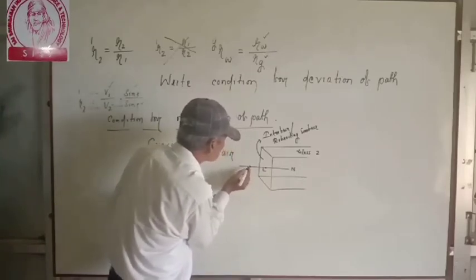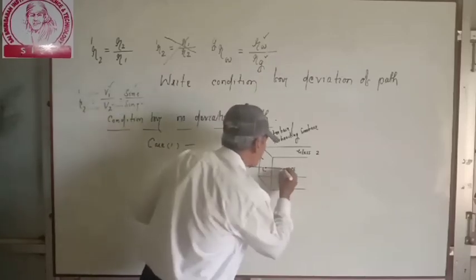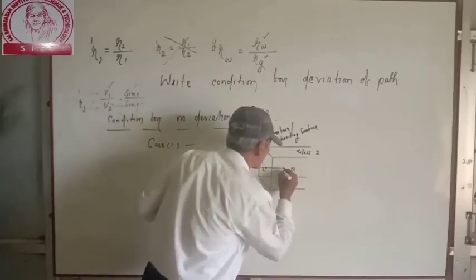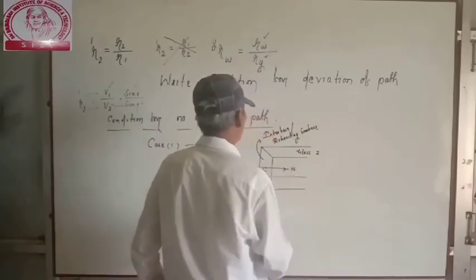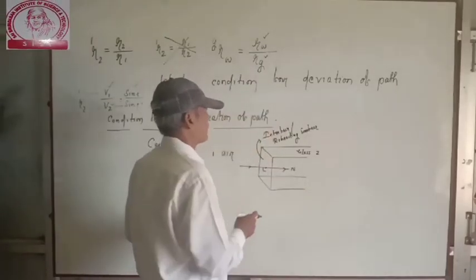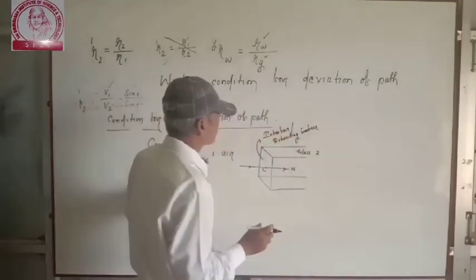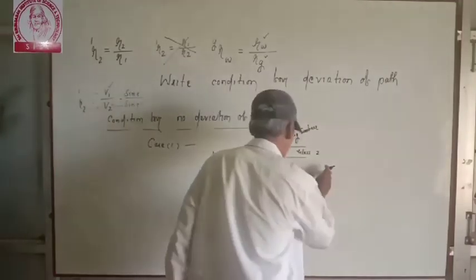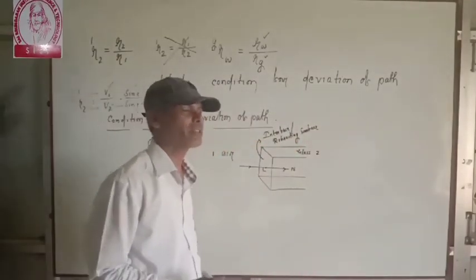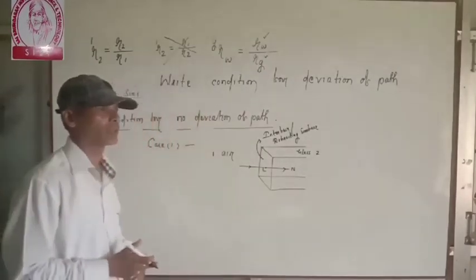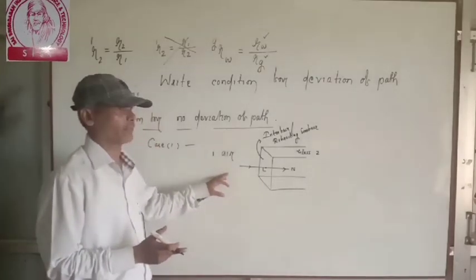Now the incident ray propagates along the normal and there is no deviation. There is no deviation of path. Straight away the ray propagates from one medium to another medium. But according to the law, refraction means deviation of path. But here there is no deviation of path. Okay.